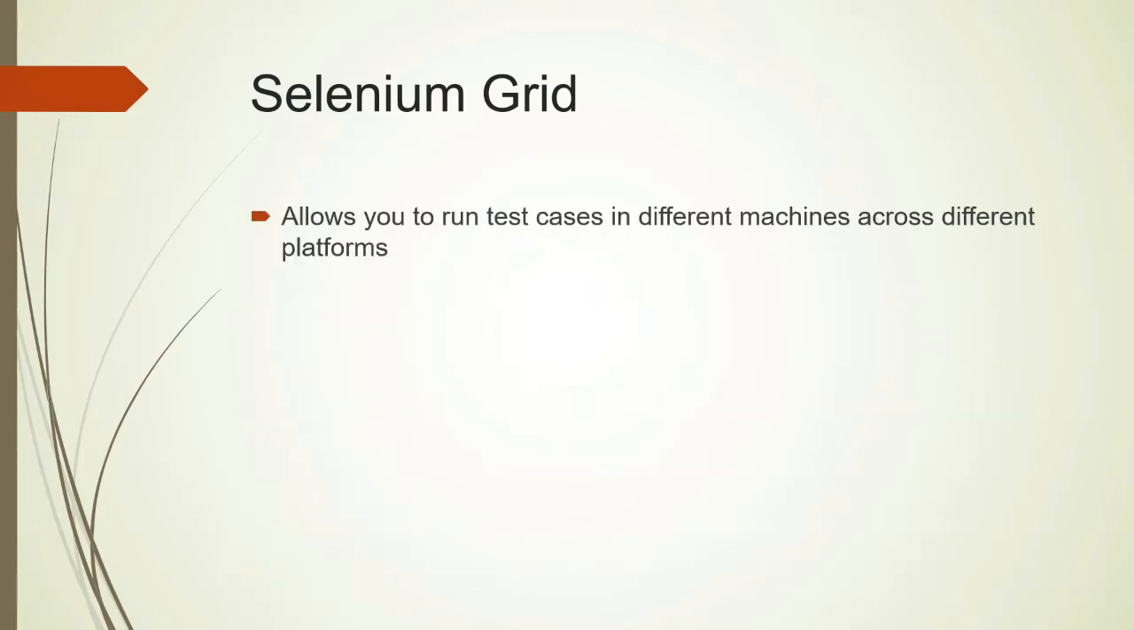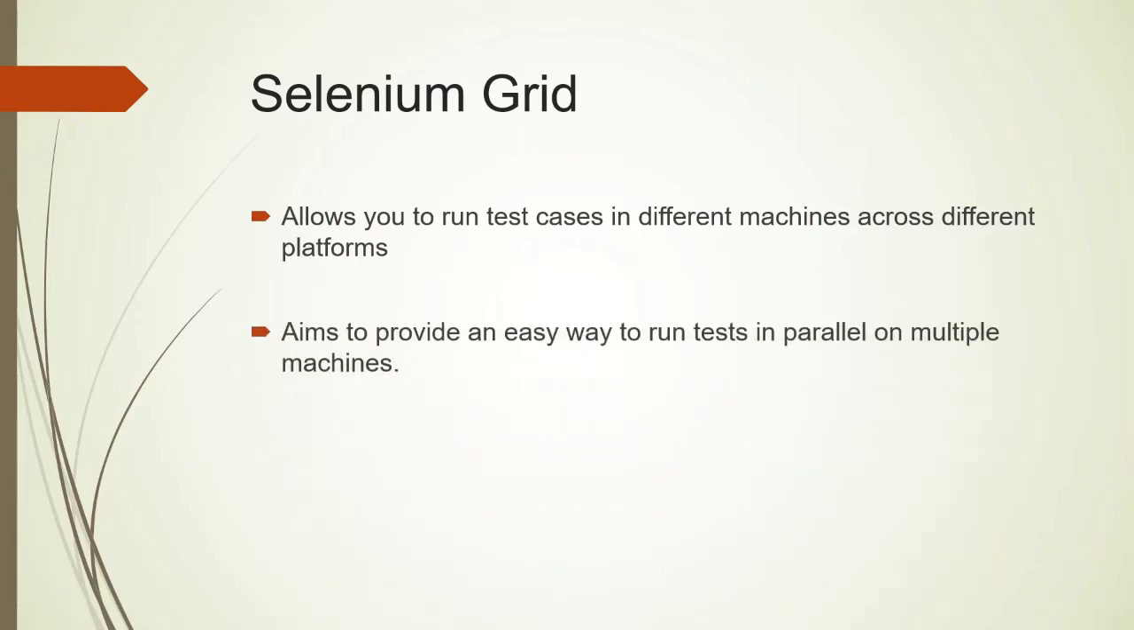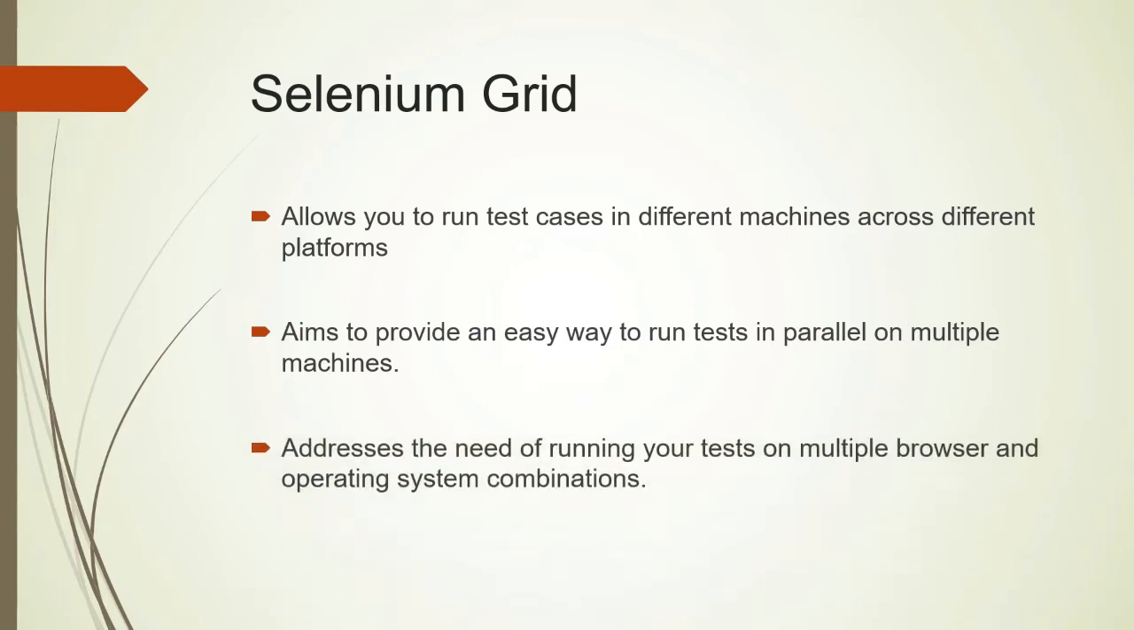Selenium Grid. Selenium Grid is a tool used together with Selenium RC to run parallel tests across different machines and different browsers all at the same time. What is parallel execution, by the way? Parallel execution refers to running multiple tests at once. When you create Selenium scripts, you'll have a need to run those scripts on different machines and different platforms at the same time. Selenium Grid provides an easy way to run tests in parallel on multiple machines.